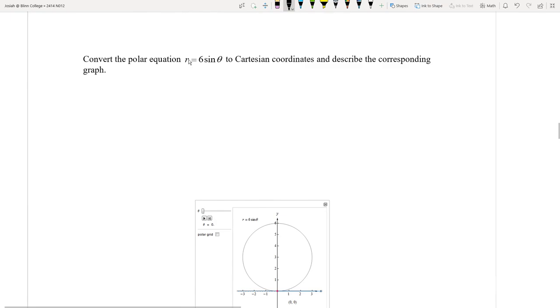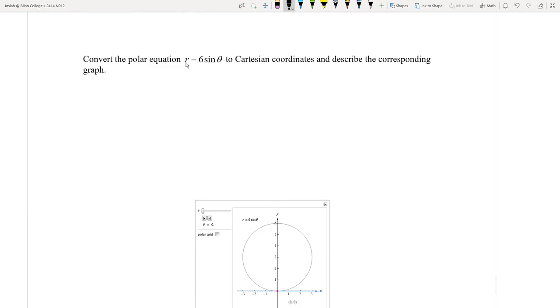So let's go ahead and look at r equals 6 sine theta. So looking down here, it looks like we should be getting some sort of circle. But what we'll do is convert this polar equation into our Cartesian equation and see what that particular equation will give us. So first off, how are we going to convert?